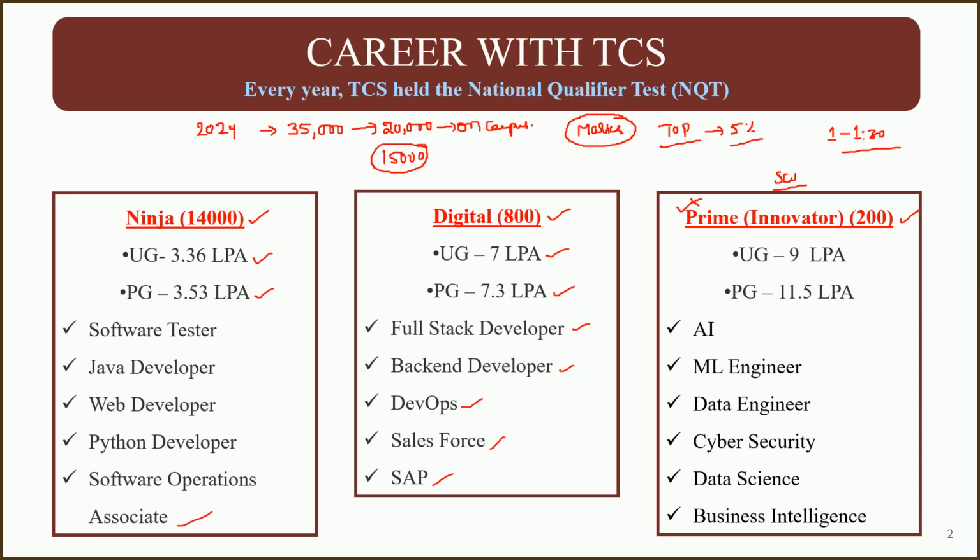If you are rejected for the Prime role, you may get selected for either Digital or Ninja, depending upon their requirement. And if you get selected for the Digital role but fail in the interview, you may be selected for the Ninja role. Like that, they will take. This year, the expected number of selected students is 14,000 for Ninja, 800 for Digital, and 200 for Prime. These are the expected numbers. Compared to last year, this year the count is somewhat less.